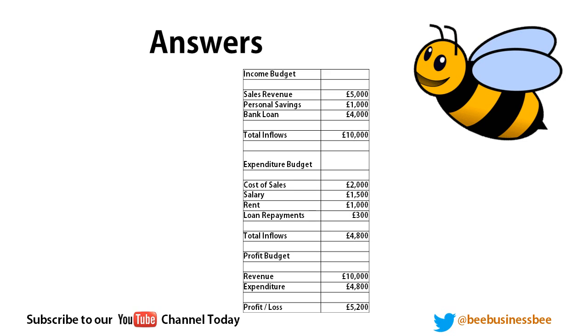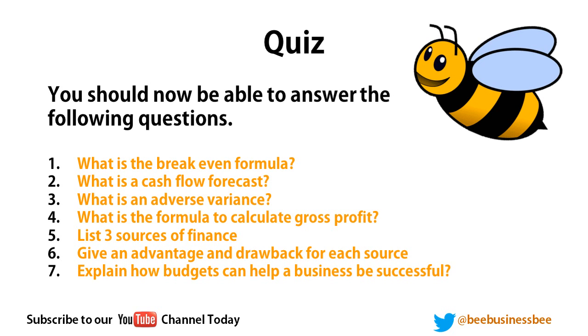And that concludes budgeting. Here's a little quick quiz for you. Have a go at these questions. See if you can answer the questions for me. What is the break-even formula? What is a cash flow forecast? What is an adverse variance? So getting you to think about BUSS2 already. So trying to push you ahead there. Think about BUSS2. What is an adverse variance?